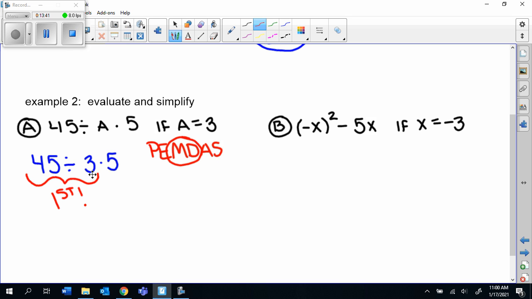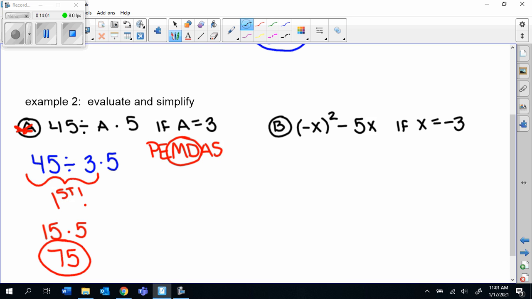45 divided by 3 is 15. So 15 times 5 is 75. You would not get the same thing if you did this multiplication first. You would not have the same answer. So you want to make just real big caution on that.